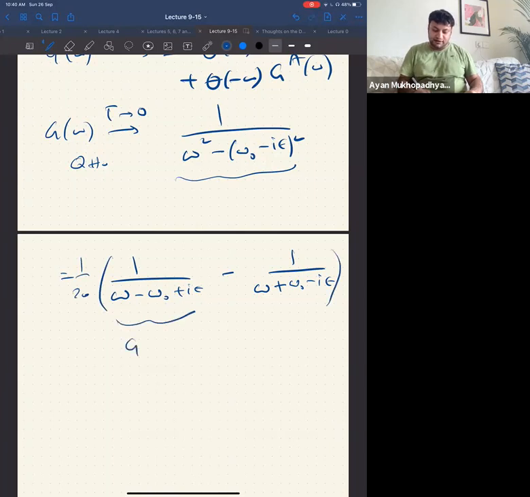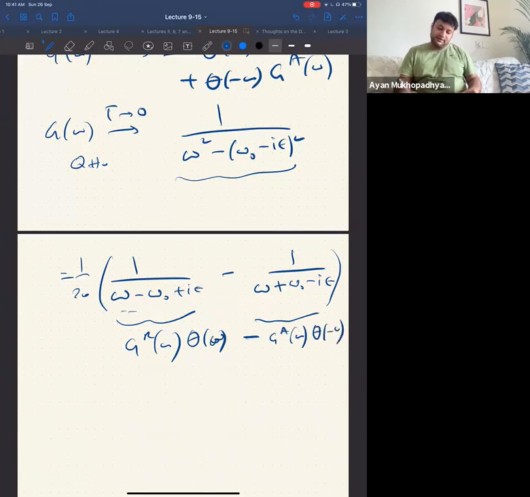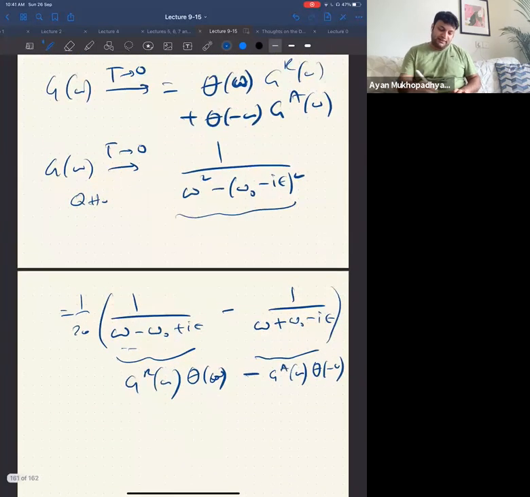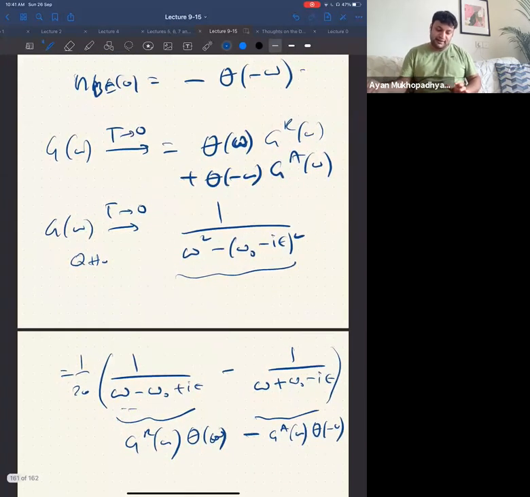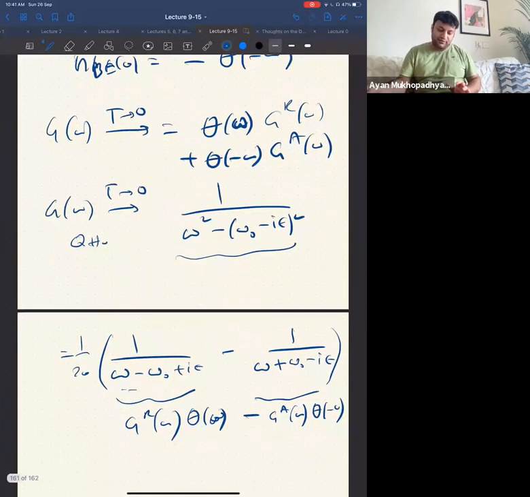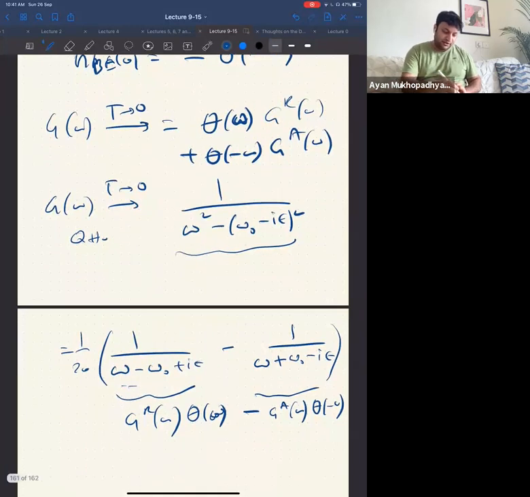So you see, this is a retarded propagator, gr omega, but you take it only for omega greater than 0, and the other part gives you the minus of ga omega theta of minus omega. So you see that the Feynman propagator indeed at t goes to 0 has this form, and in general also has this form. You can go back to the explicit expressions and check for the quantum harmonic oscillator.